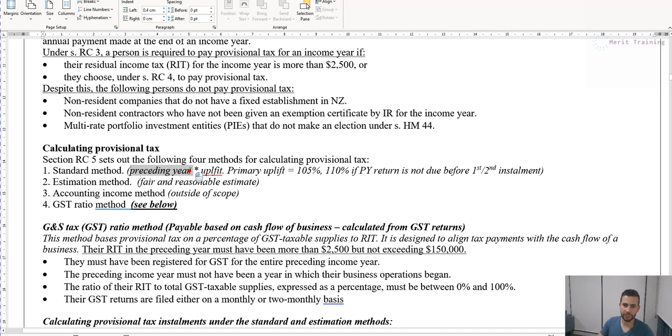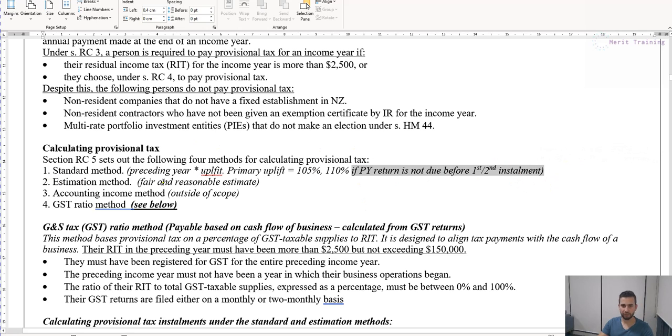So you basically check your preceding year, you times it by your uplift, and the rates are over here. And that's it. So primary uplift 105%, or 110% if the prior year return is not due before the first or second installment. So it's either one of these rates. So you just take whatever your income was last year, times it by 105% or 110% if you satisfy this, and that's how much you have to pay for the year. And obviously just divide it by the number of installments you actually have to make.